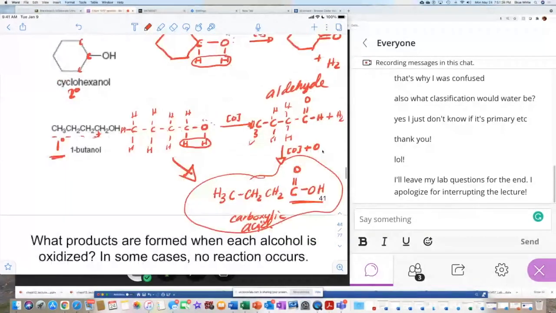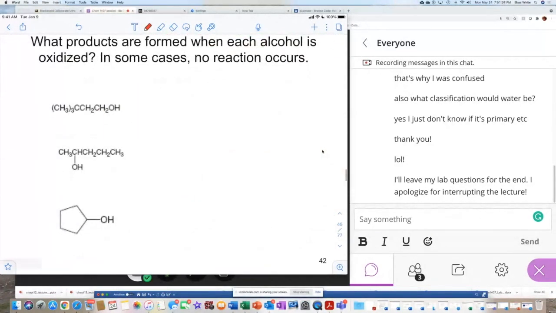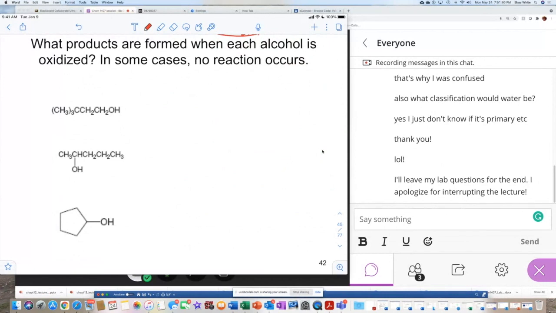So wait, didn't we just do that? Oh, what products are formed when each alcohol is oxidized? In some cases, no reaction occurs.